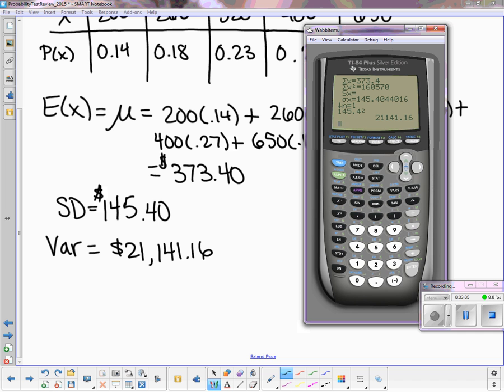Now, question 4 is a little bit more difficult. So I want you to read question 4 and tell me why it's more difficult than this one. I took this, the standard deviation, and squared it. Just squared 145.4. Okay? Why is it harder? Why is the next one harder?